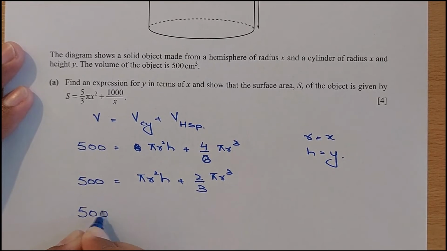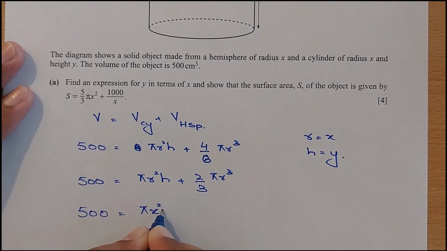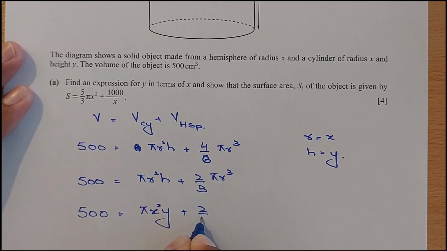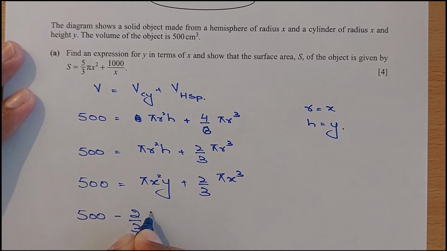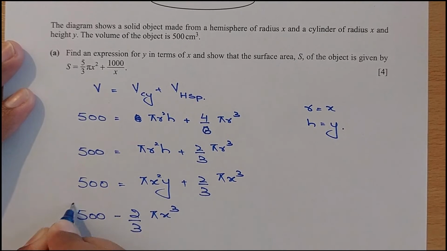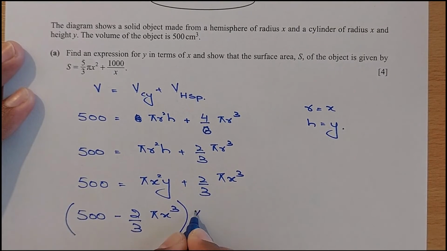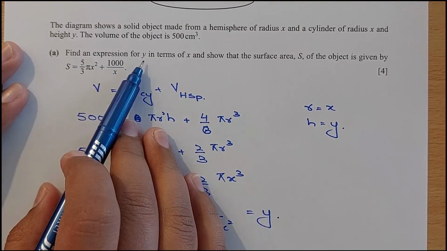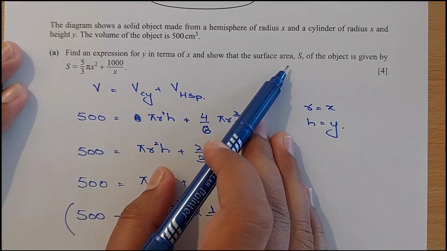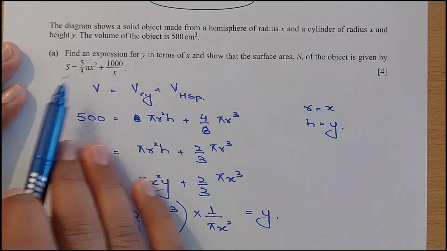So now 500 is equal to pi x square y plus 2 by 3 pi x cube. So the value for y is 500 minus 2 by 3 pi x cube, and then we have times 1 by pi x square. This is the value for y from the given information. Now for part a, find an expression for y in terms of x. Show that the surface area S of the object is given by this.